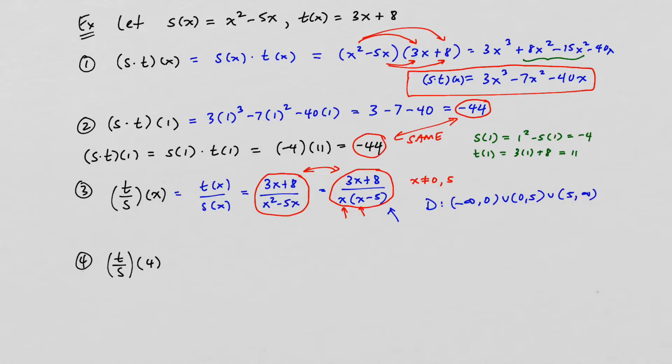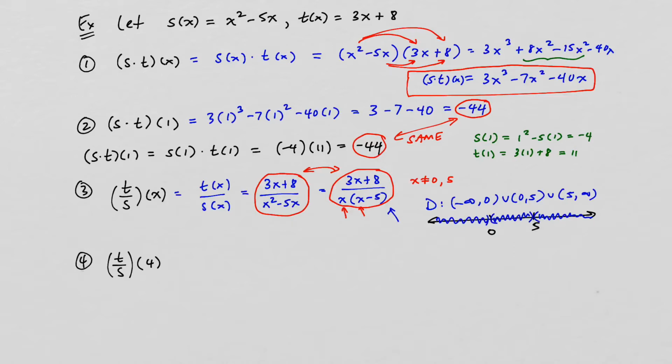If you're having a hard time understanding what I'm doing here, look at a number line. Here's 0 and here's 5. We're saying that x can equal any number except for those two numbers. So you have numbers here, you have numbers here, or you have numbers here. And that's what these 3 intervals represent.